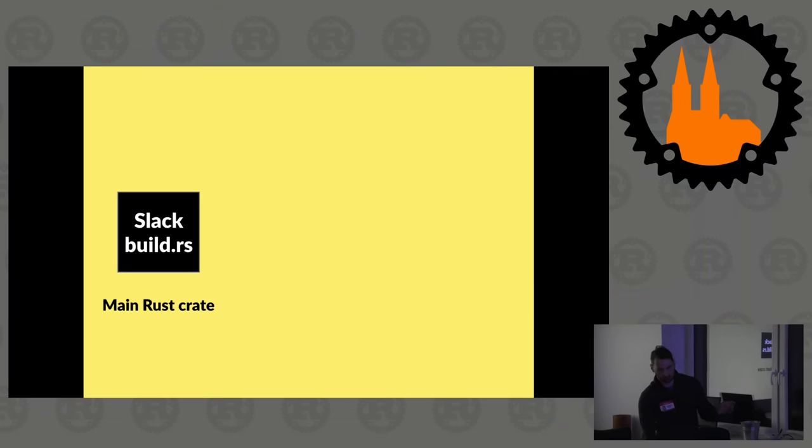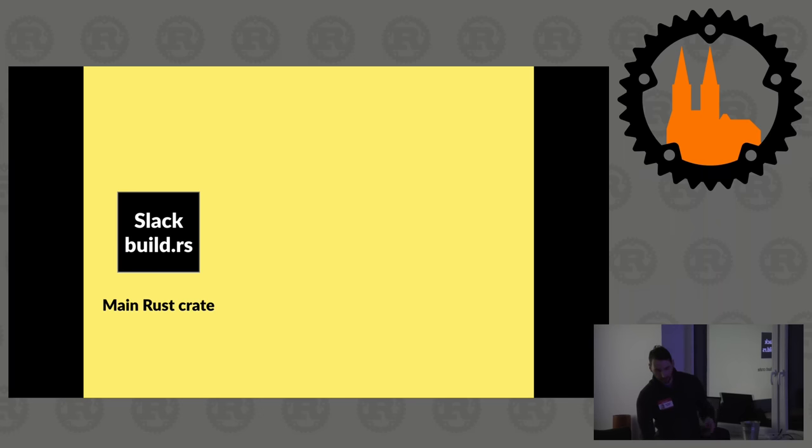So how about that? We generate all of that ourselves. So the idea was to have some kind of Slack client crate, which has a so-called build RS file. Build RS runs before your compile step, and it can do everything. It can get the resource from the internet, it can create files, it can write code. And this is what we use it for.